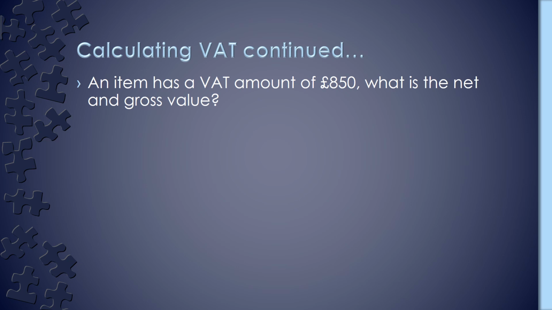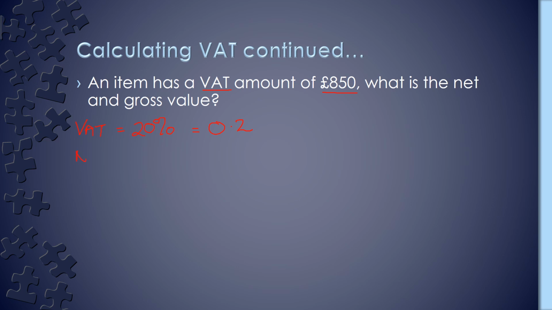So lastly, I've just got a couple more on what if you're only given the VAT amount. Well, believe it or not, you can still work everything out. So let's have a look at this. We have a VAT amount of 850. So what's the net and gross value? So our VAT is equal to 20% of any net value we are given, okay? Which is equal to 0.2.